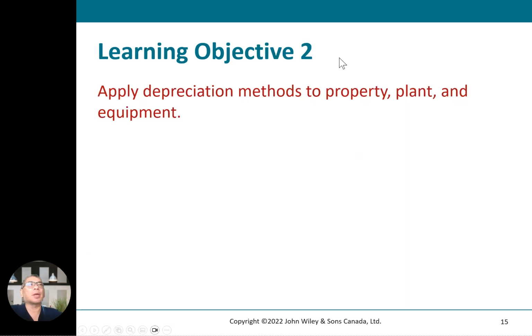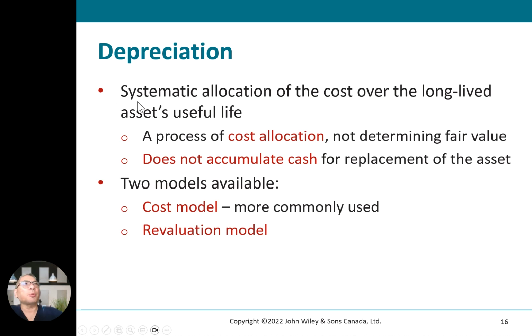In terms of learning objective number 2, apply the depreciation method to PPE. Depreciation is the systematic allocation of cost over the asset's useful life. It is a process of cost allocation, not of fair value, and does not accumulate cash for the replacement of the asset. There are 2 models available here: the cost model, which is commonly used, and the revaluation model.